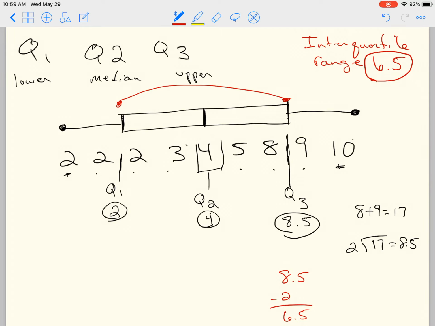Okay? So again, quartile 1 is the lower middle. Quartile 2 is the middle, or the median. Quartile 3 is the upper middle. Your interquartile range is the range of your quartiles. In this case, it was 6.5. And then your total range of data goes from the beginning to the end when your numbers are put in order. Our total range of the data would be 10 minus 2 equals 8. I hope this helped. Review and try it again.